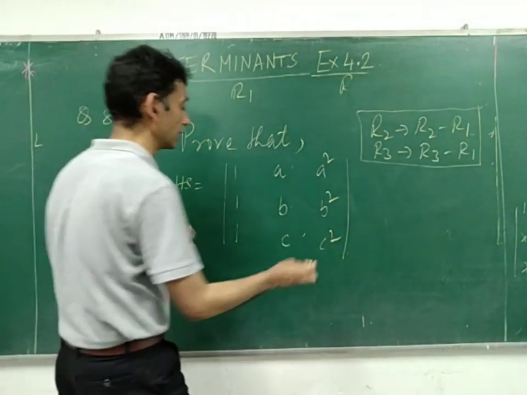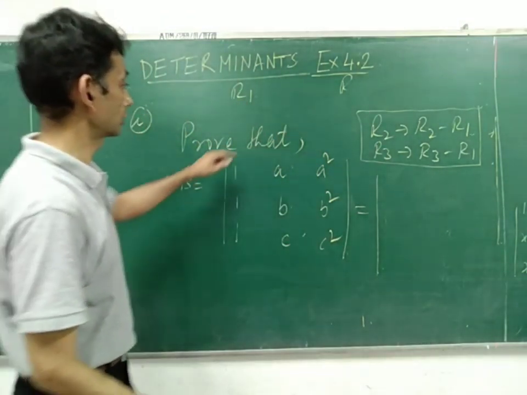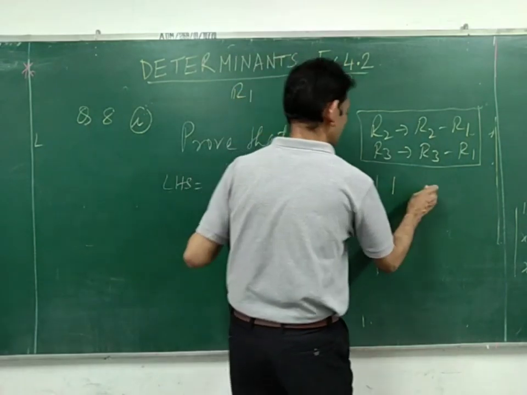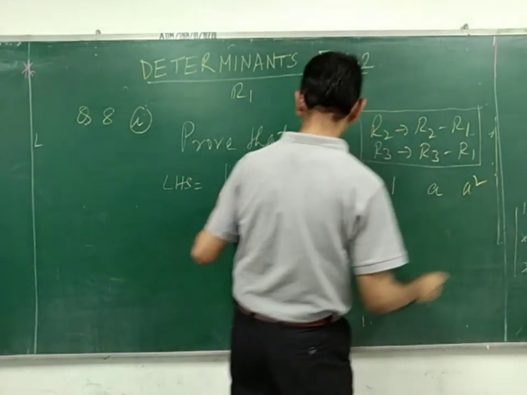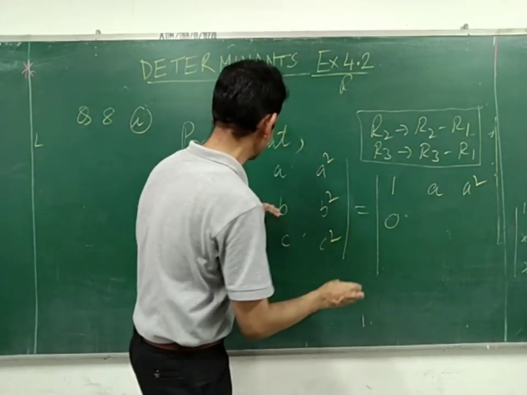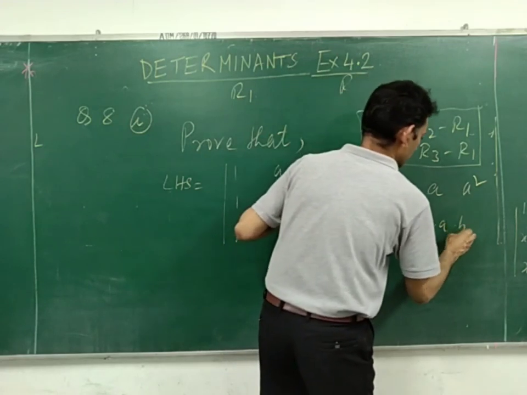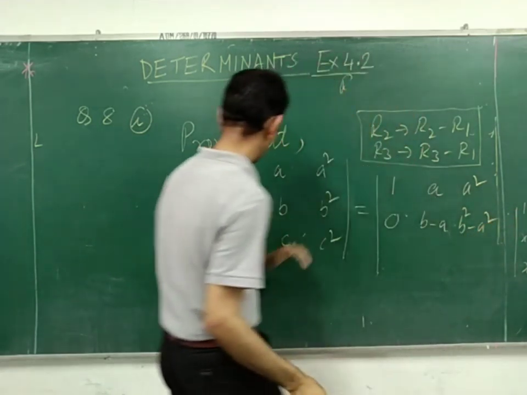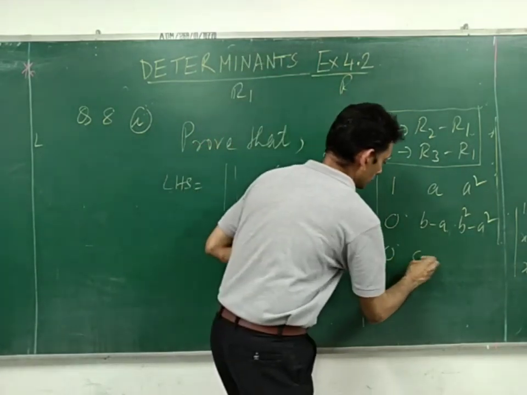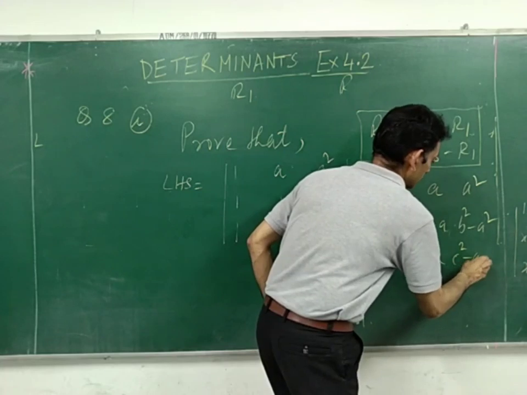What will be the next determinant? There is no change in R1, so you write it as it is: 1, A, A squared. Then 1 minus 1 is 0, and this is B minus A, and this is B squared minus A squared. In the third row, 1 minus 1 is 0, C minus A, and this is C squared minus A squared.